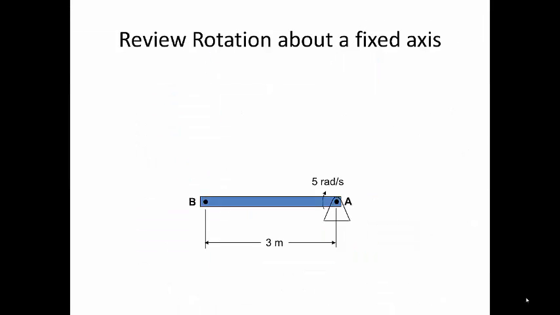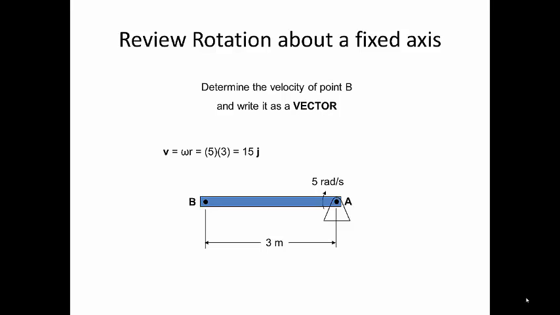Let's review rotation about a fixed axis. This is something that we'll also use when we look at relative motion analysis. If I've got a rod here that's 3 meters long and rotating at 5 radians per second, what is the velocity of point B? And let's write that as a vector. Well, we know that the velocity is equal to the angular velocity times the radius, which in this case is 5 radians per second times 3 meters, which would give me 15 meters per second, and we know that it's all going to be in the j direction.